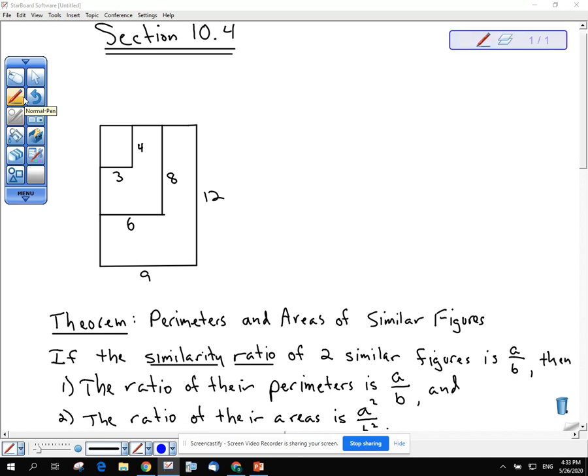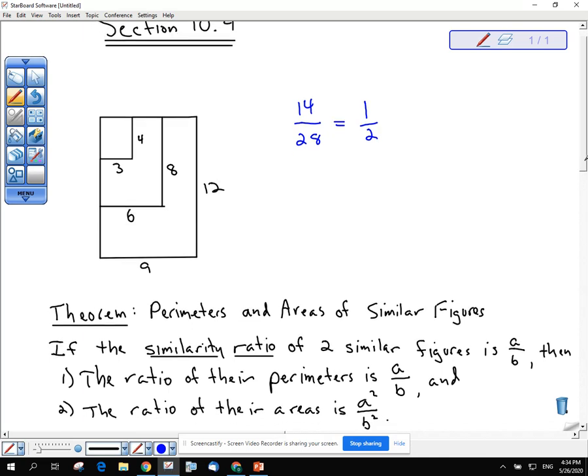Okay, now here's the point to the section. Notice the perimeter of the small rectangle would be 14, right? 3 plus 4 plus 3 plus 4 would be 14. 14 over, notice the perimeter of this one would be 28. And that is 1/2. That's the same number that we got when we compared the sides. I won't go through the rest of it. You could check it if you want to, but if you did the perimeter of the large one and then compared the perimeter from small to large, you'll get the same number that we got when we were comparing sides. And that's going to lead to the first part of the theorem.